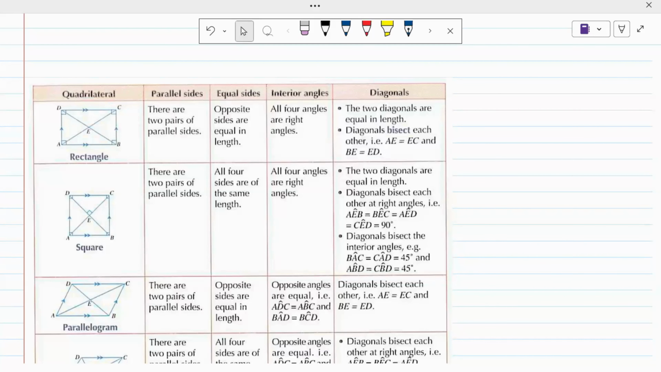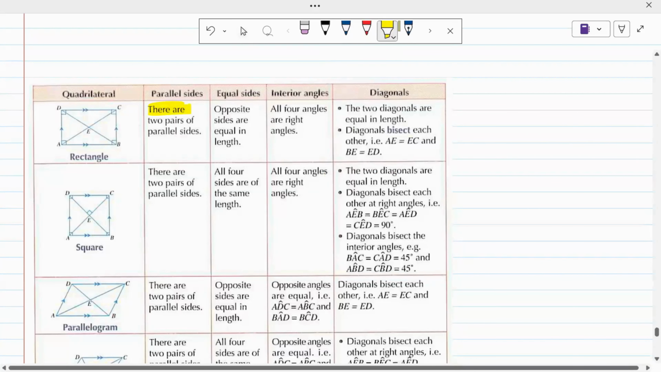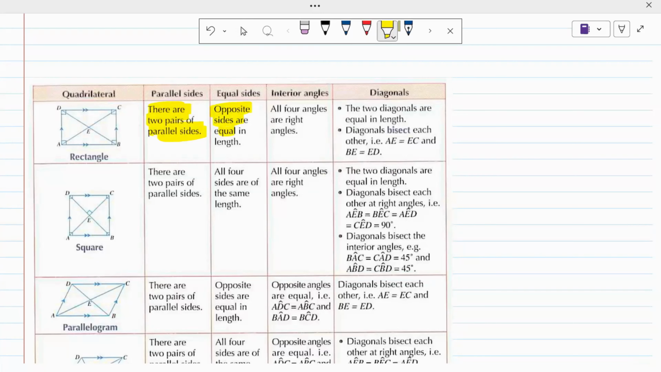In a rectangle, we have two pairs of parallel sides. Opposite sides are equal in length. Yes, we know that. This side and this side would be the same in length, and AD and BC will also be the same in length. All four angles are right angles, so 90 degrees is a must at all the corners. Lastly, the two diagonals are equal in length.